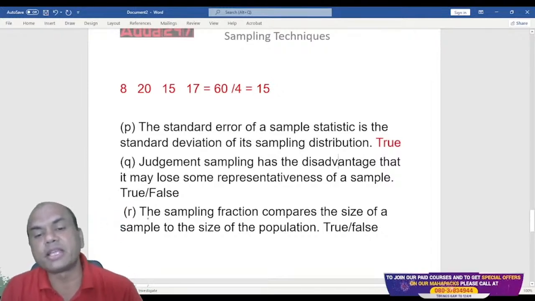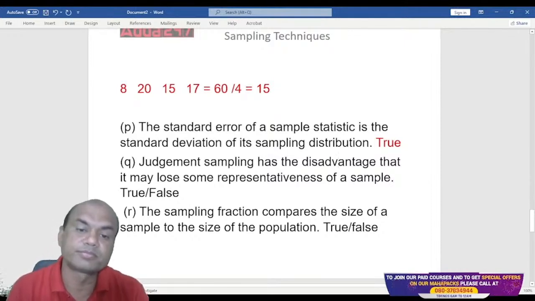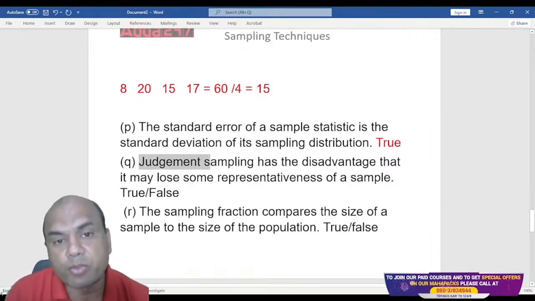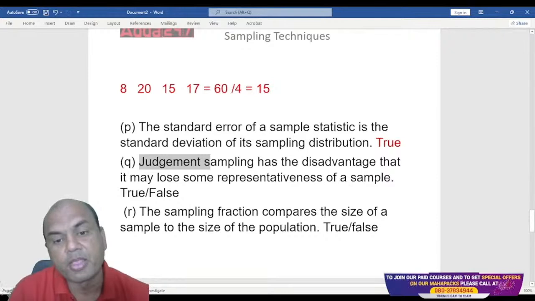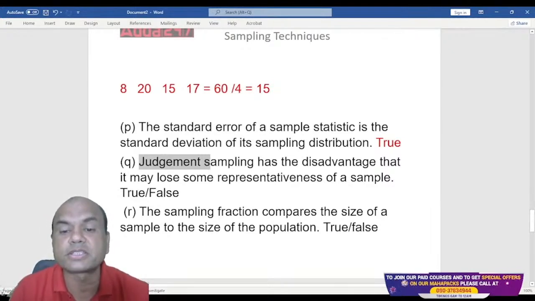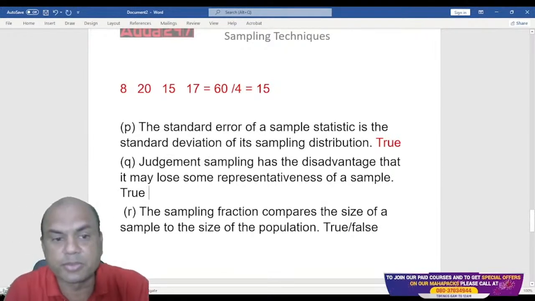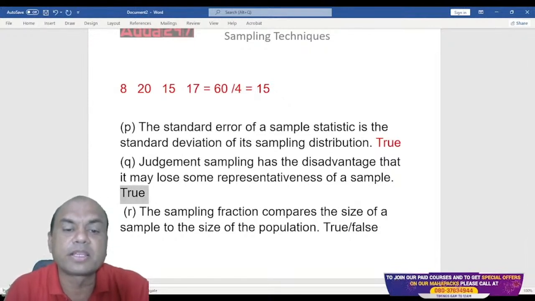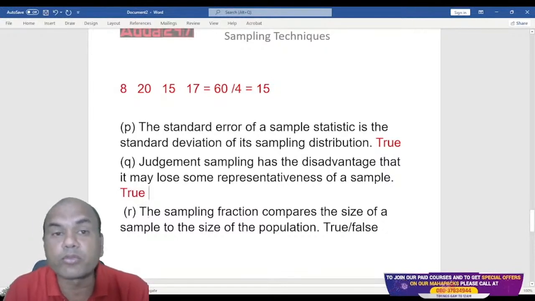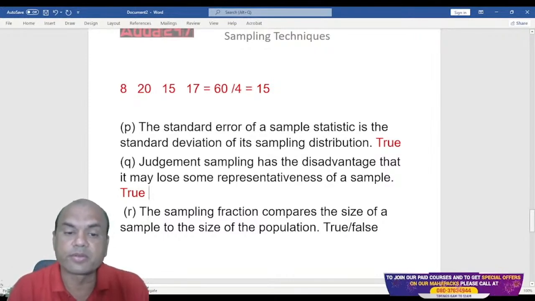Judgment sampling has the disadvantage that it may lose some representativeness of the sample. What is judgment sampling? There are 2 types of sampling. One is probability, second is judgment. So judgment sampling has a disadvantage that it may lose some representativeness of the sample. That is true, because judgment is based on the individual's judgment. Suppose I am the judge, I feel something is right, but there may be other things which are out of my purview or out of my thinking, but they may also be right. So that is true over here.